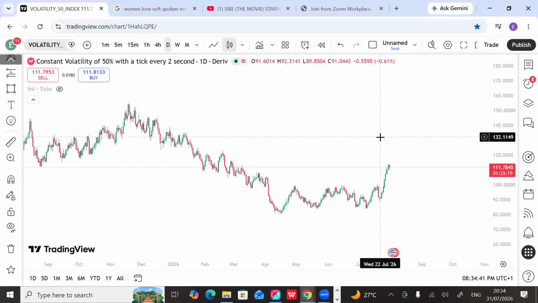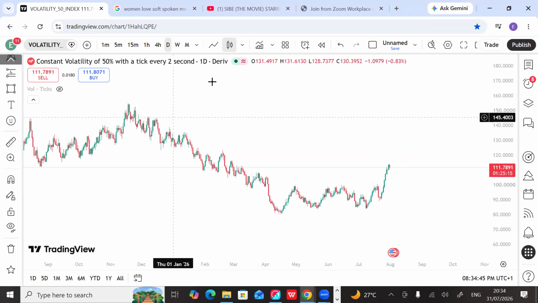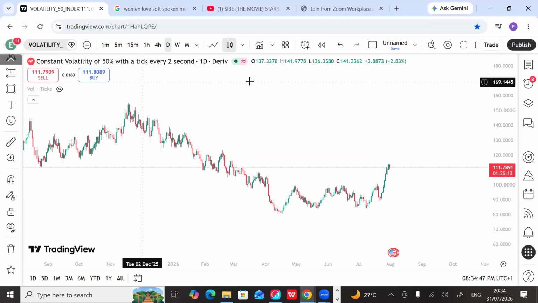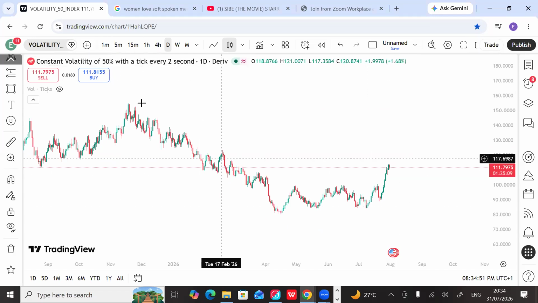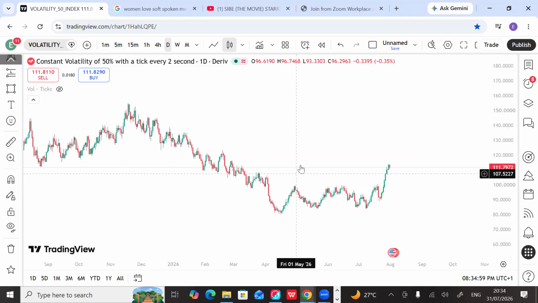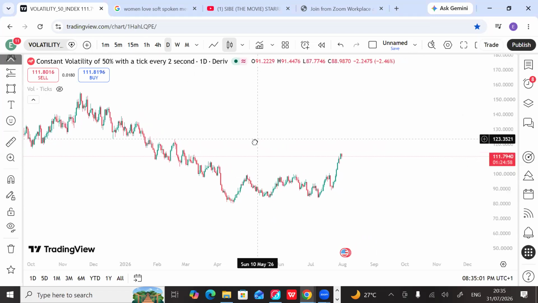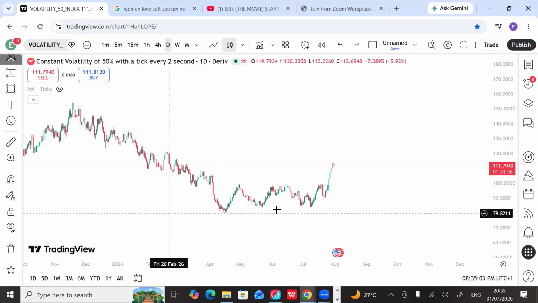All right, guys. So this is Volatility Index R50 or V50, as the case may be. And I'm going to be showing you my own directional bias for this particular instrument. So here we go. First things first, you must acknowledge where you are coming from and where price is going to.